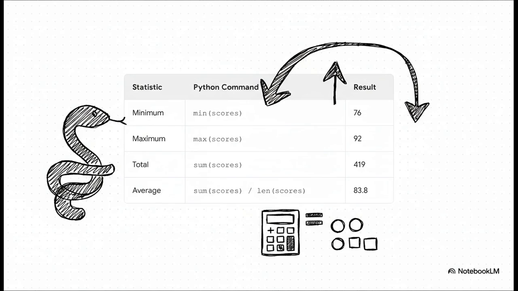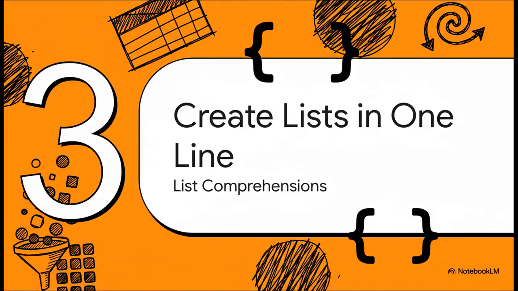And check this out. This table really says it all. You want the lowest score? Just type min scores. The highest? You guessed it, max scores. Need to add them all up? Sum scores. It's that easy. And even for something like the average, it's just one simple calculation. You take the sum and divide by the number of scores, which we get with len scores. No complex loops, no extra libraries, just one command, one insight. Incredibly efficient.